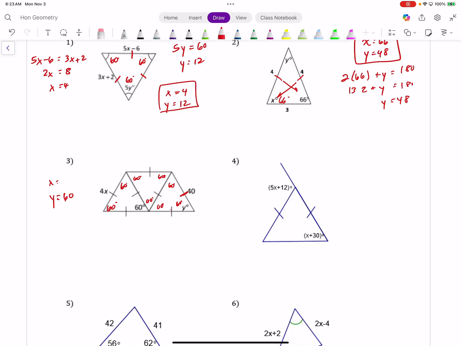Okay, if this length is 40, so are all of these, so are all these, so are all these. That means that's 40 also. So 4x has to be 40, x has to be 10.